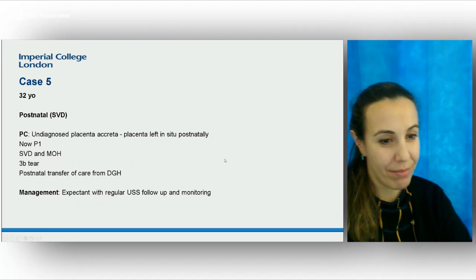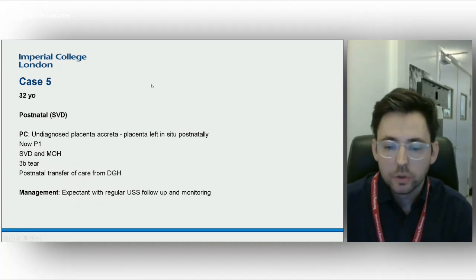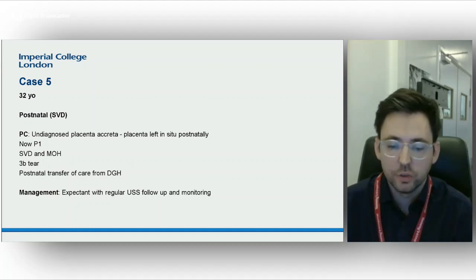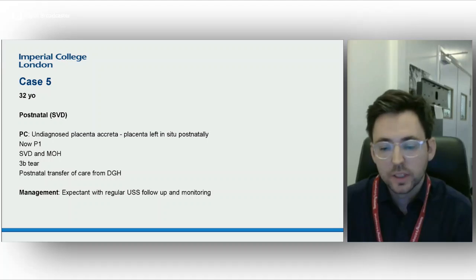We have a 32-year-old patient who was postnatal. She was transferred from a district general hospital to our tertiary unit after having a vaginal delivery with a major obstetric hemorrhage, a 3B tear and an undiagnosed placenta accreta. The placenta was left in situ postnatally.